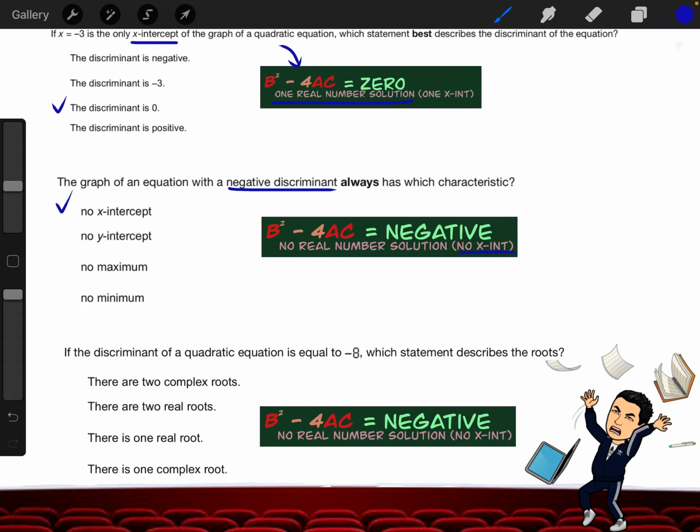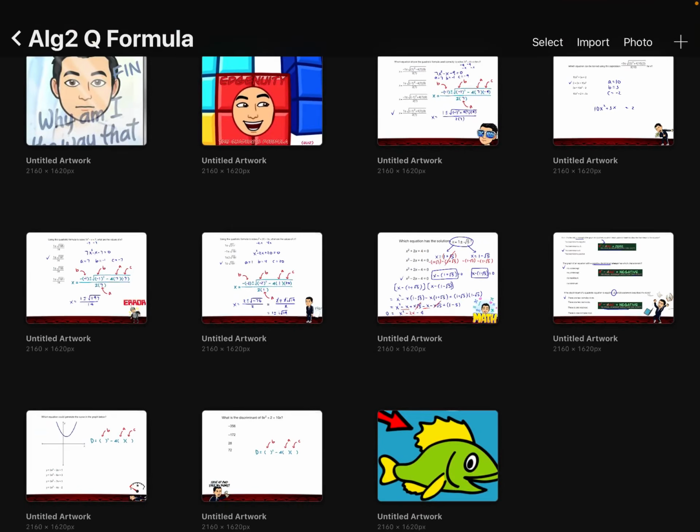So if the discriminant is equal to a negative, in this case negative 8, which one is the best to describe the roots? Okay, so you got no real number solutions. So since there's no real number solutions, you're going to check the first one, because you can have a maximum of 2 solutions. If none of them are real numbers, that means both of them have to be imaginary, the complex numbers. Okay, so let's look at the next one.